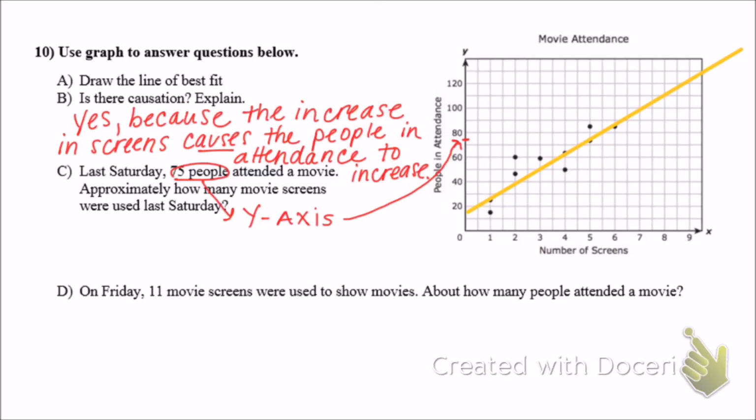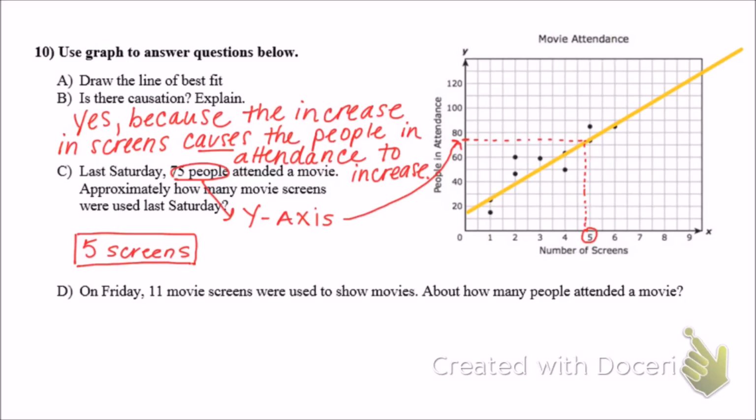So 75, and going across and using my line of best fit, my yellow line, it looks like that is closest to 5 screens. So I would approximate this to say that there are approximately 5 screens used if 75 people attended the movie last Saturday. Okay, and then part D, on Friday, 11 movie screens were used to show movies. About how many people attended a movie?